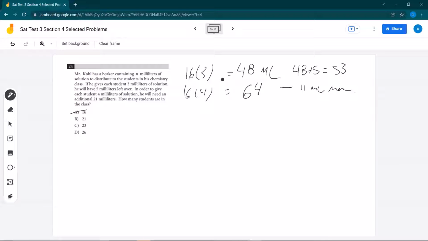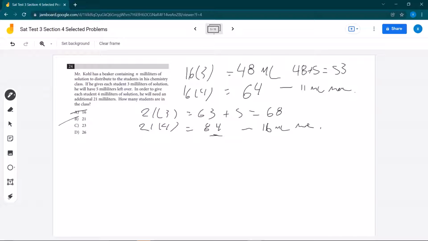Now let's take a look at B. Well, B is the same sort of principle. We have 21 students, okay. So 21 times 3 is 63. And he'll have 5 milliliters left over, so plus 5, that's 68 to start with, right? And then if he gives each student 4, that's 21 times 4. That's 84. What's 68 minus 84? Is that going to be equal to 21? We're saying we'll need 21 more to give each student 4. Well, it's going to be 16 more. So that does not satisfy both conditions. So B can be ruled out.